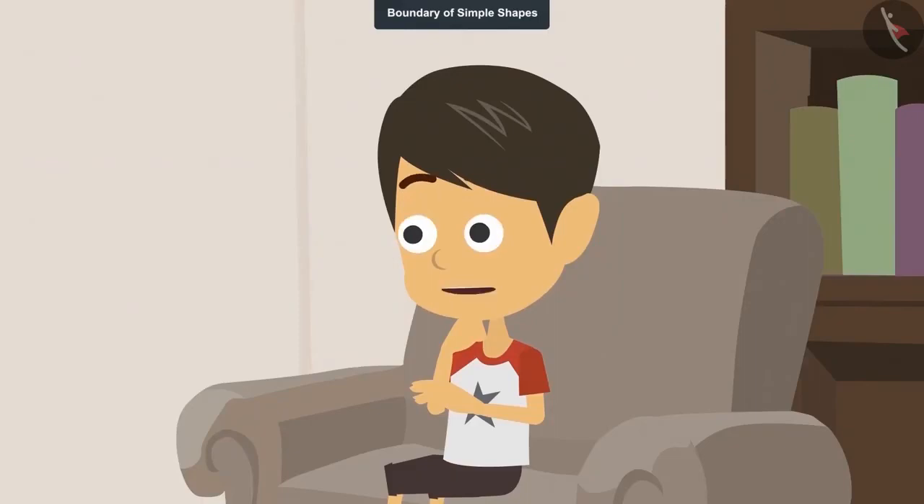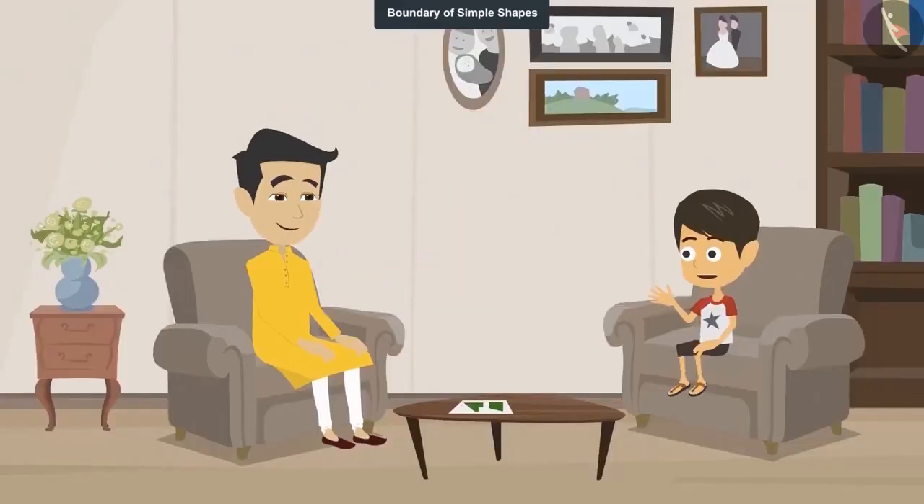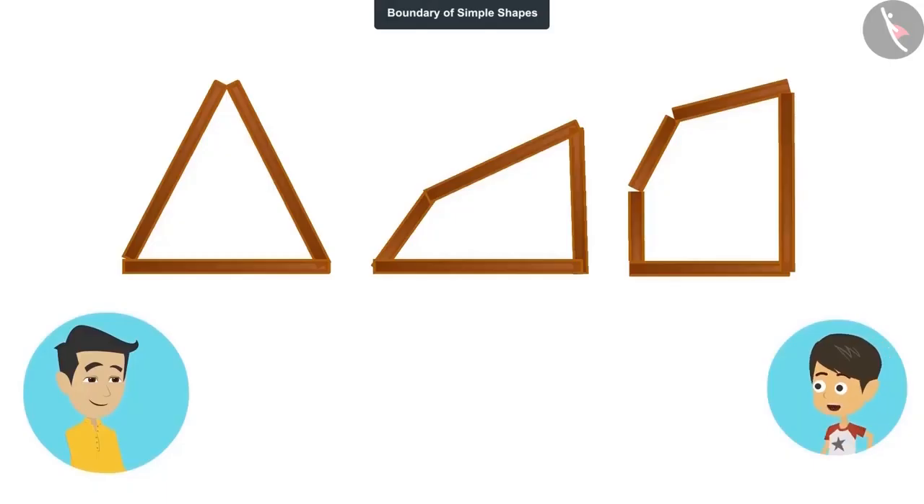Apart from this, I understood one more thing. What? I thought that if a figure has more number of edges, then the length of its boundary will also be more. But it is not so. The number of edges in these 3 shapes is also different. This figure has 3 edges. This figure has 4 edges. This figure has 5 edges. Yet the length of the boundary for all is 15 centimeters.